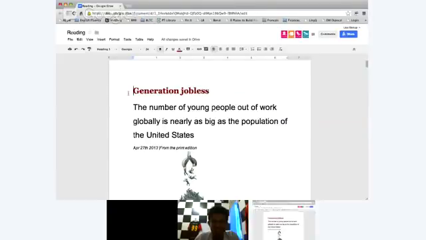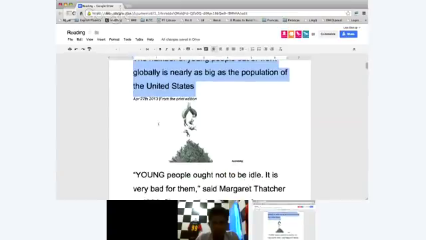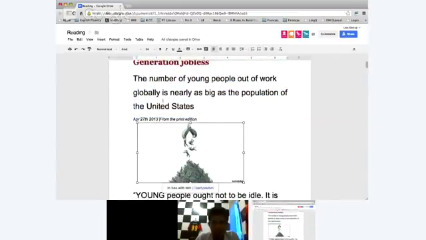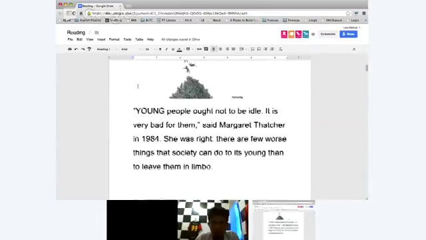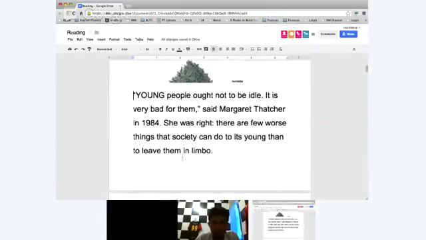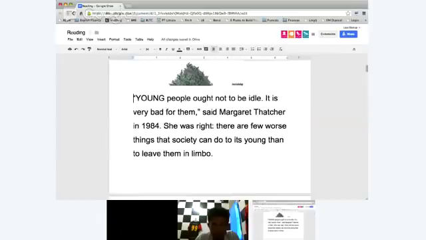So it's called Generation Jobless. The number of young people out of work globally is nearly as big as the population of the United States. Okay, so that's basically what the article is about. And so here I'm going to read the first paragraph, and then you guys will just take turns. And if anybody else joins us, then they can start reading as well.